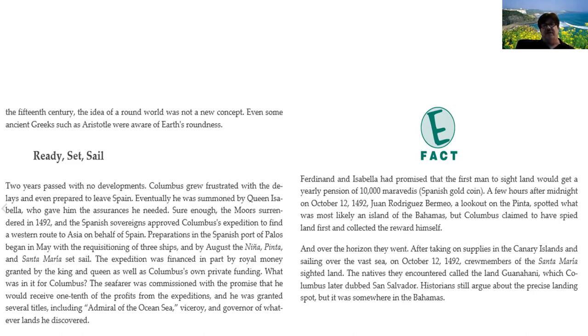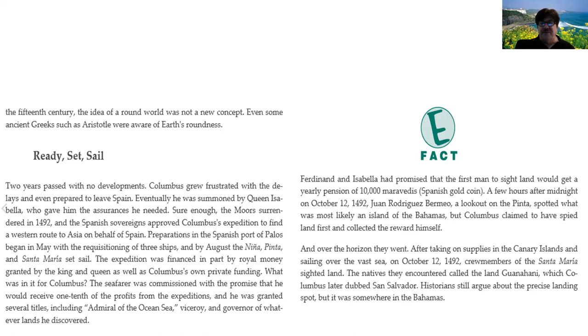So how that worked is as the ship or ships are at sea, right? Many times it's very cloudy or the land is far off. But the first man that would see land, he had to call out and say, "Land ho, I see land." Then Columbus would get out his handheld mini telescope and look. And if it's true that there was land, then that person, that sailor, would receive a yearly pension of 10,000 maravedis or Spanish gold coins. Okay.